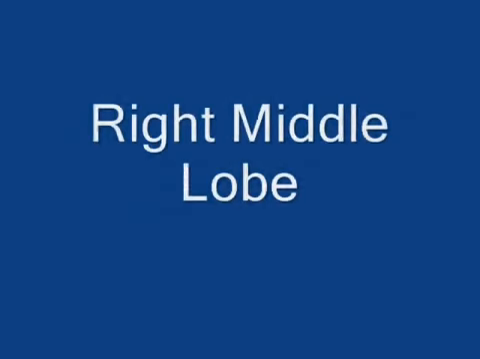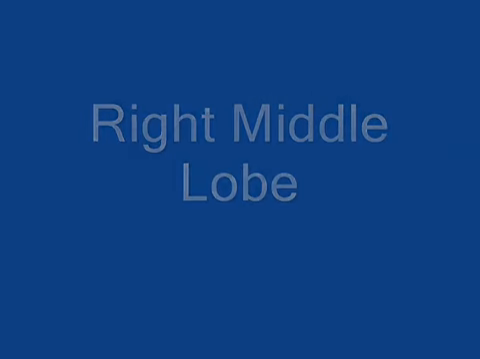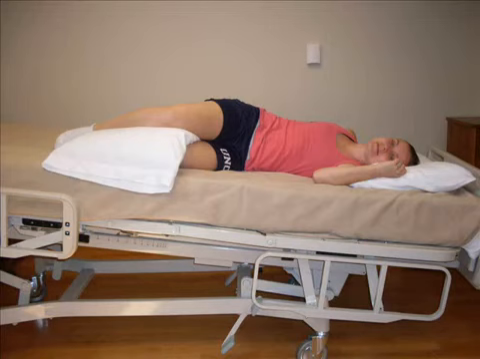The patient is positioned in semi-supine with their right side higher than the left. The bed is in the Trendelenburg position. Pillows should be placed underneath the head, in between the knees, and behind the patient's back.